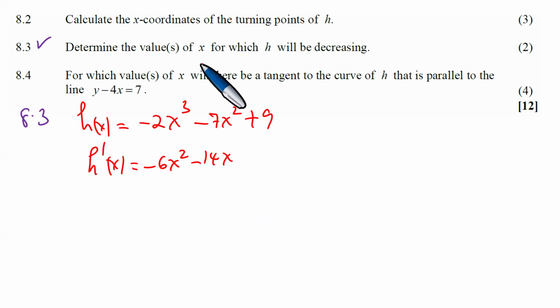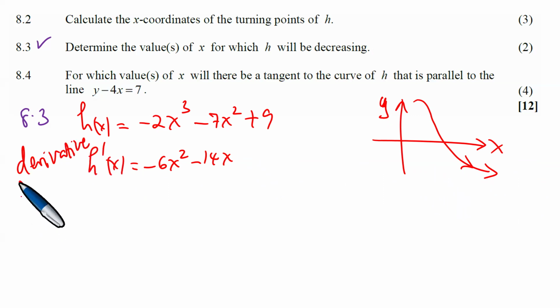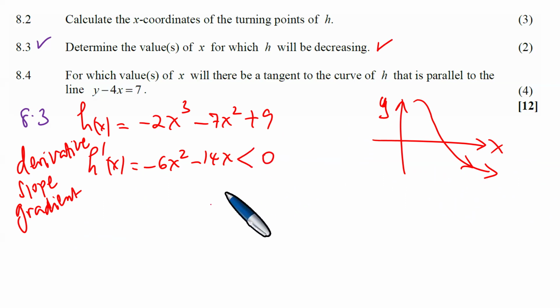But look, determine the values of x for which h will be decreasing. If you have the y-axis and the x-axis, a decreasing function is going down. If it's decreasing, it means that the derivative, this is called the derivative. If you don't want to call it a derivative, you call it a slope. If you don't want to call it the slope, you call it a gradient. These are all equivalent. At this point, you say if the function is decreasing, it means that its gradient is negative. Its slope is negative.